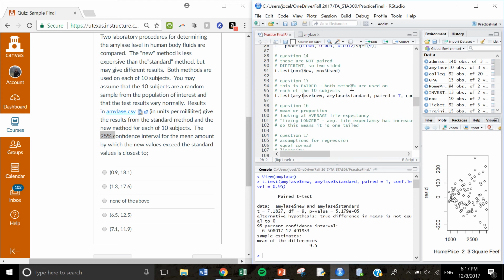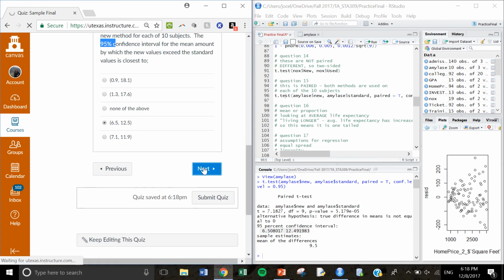So we're going to put comma, paired equals true. T-test defaults to paired equals false. So if it is not paired, you don't have to put anything. If it is paired, you have to put paired equals true, or else you're going to get the wrong answer. And from this, we saw that the confidence interval was 6.5 to 12.5, which gives us that choice.